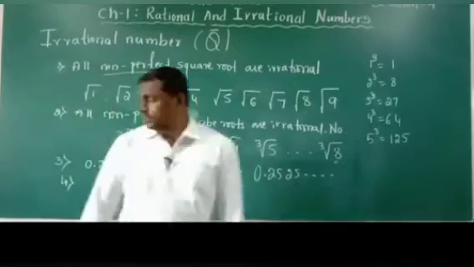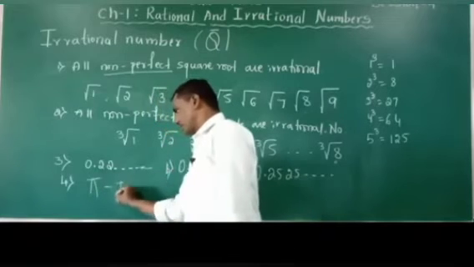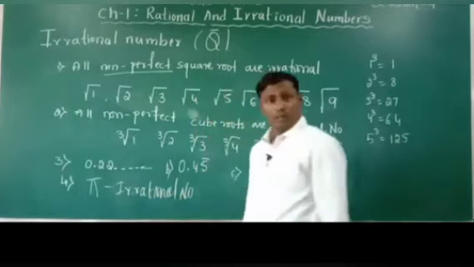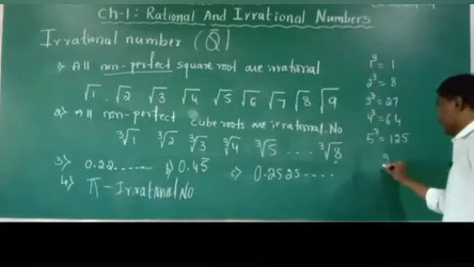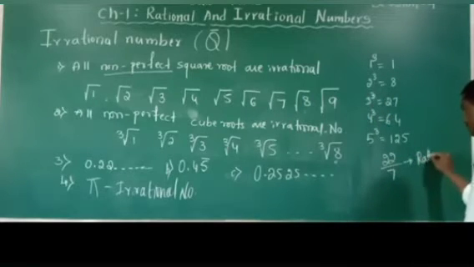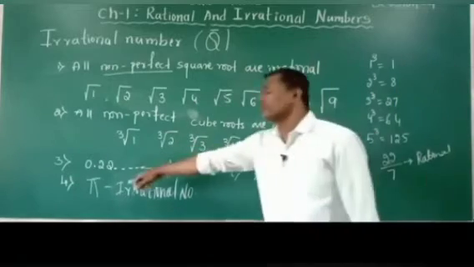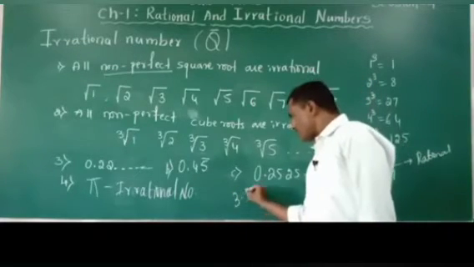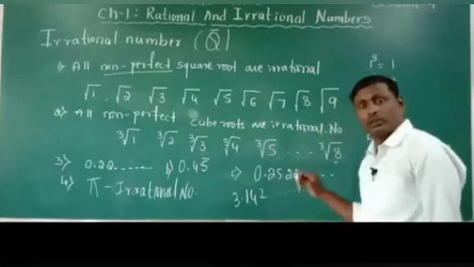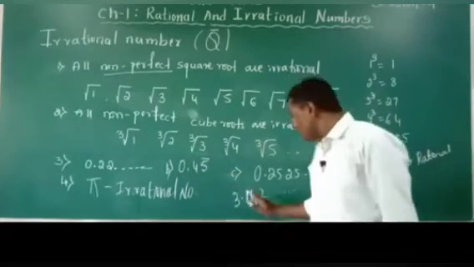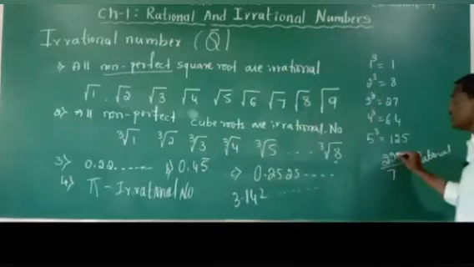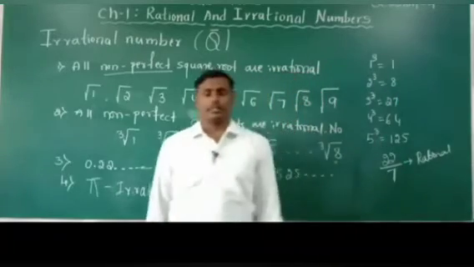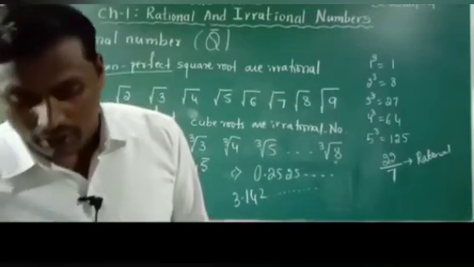And one more important one, the fourth one: pi is an irrational number. What is the value of pi? 22 by 7. 22 by 7 is a rational number, but the value of pi is an irrational number, because when we find the value of 22 by 7, we get 3.14 and so on. Even if we calculate millions of terms, the number will not terminate. It means 22 is not completely divisible by 7. So pi is also an irrational number. These are some examples of irrational numbers.